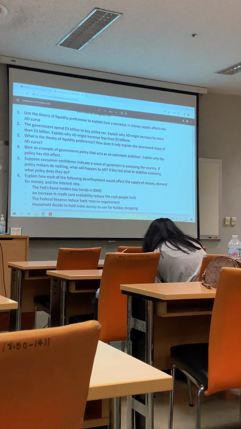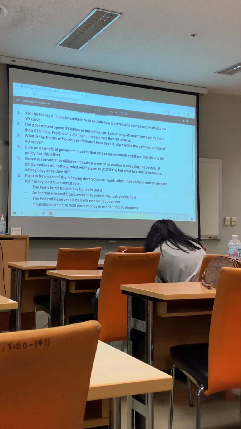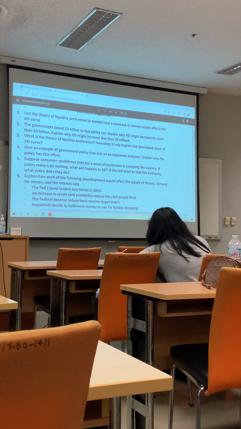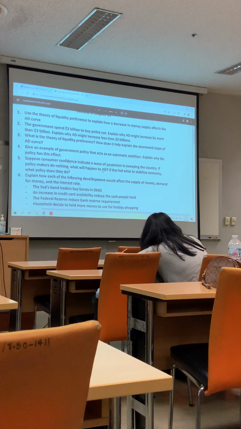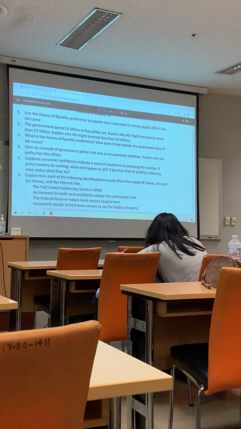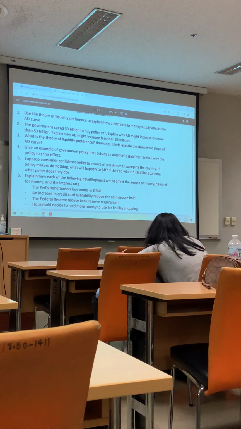If the people in the economy are thinking bad about the economy, do they want to spend? No, they don't want to spend. So their consumption will go down, investment goes down, and AD will shift leftward. So what you first explain is that they do not want to spend, consumption goes down, investment goes down, and AD will shift leftward. You draw the graph of AD and shift it leftward. That is because they just ask you what effects on AD.